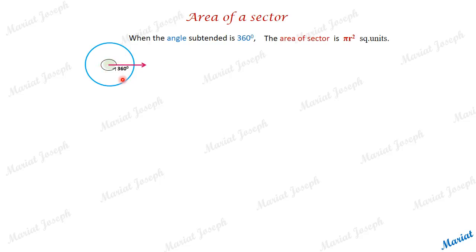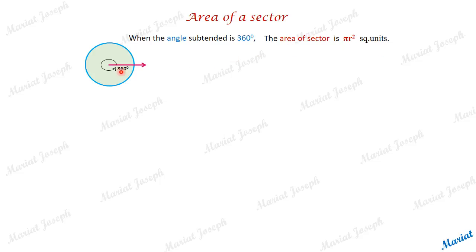How can we find the area of a sector? Here, if the central angle is a complete 360 degrees, that covers the full circle. So the sector is in fact the complete circle. So the area of the sector will be the area of the circle itself, which is pi r square. When the angle subtended is 360 degrees, then the area of the sector is pi r square units.